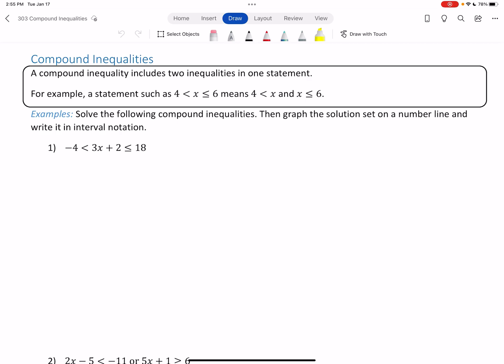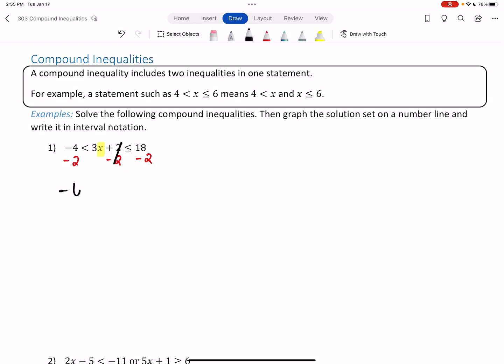So what we notice is that in this compound inequality, I'm trying to solve for x. So I have to try to get x by itself. To do that, I need to subtract 2. Whatever I do to one piece, I want to do to all the pieces. So there are 3 pieces to this compound inequality, so I'm subtracting 2 in 3 places.